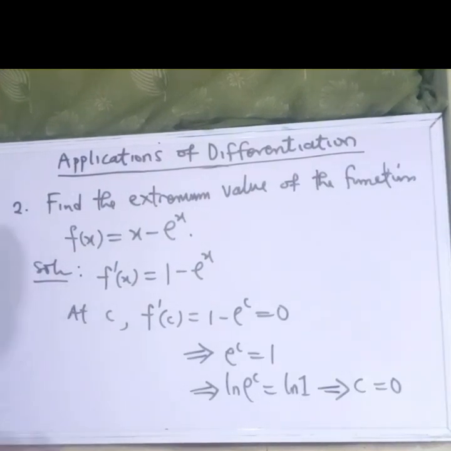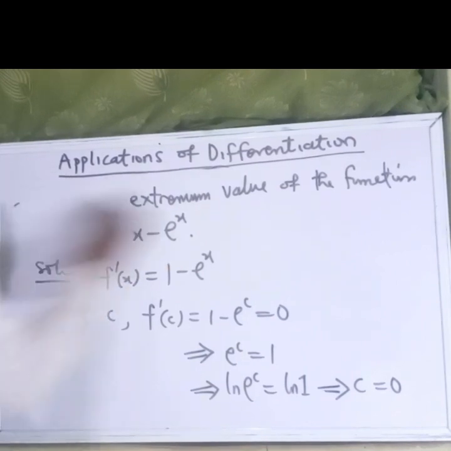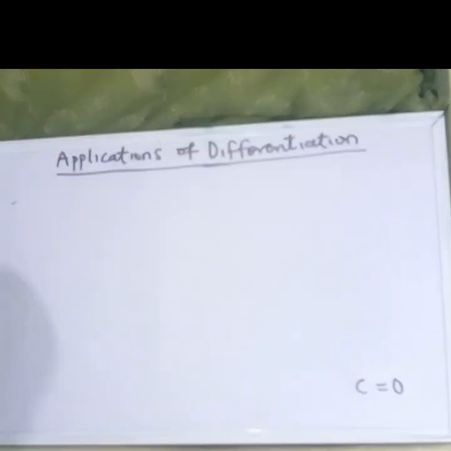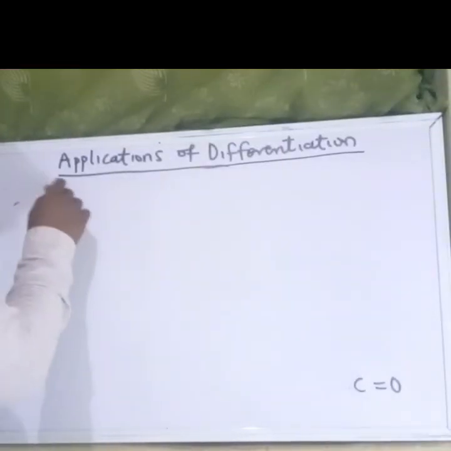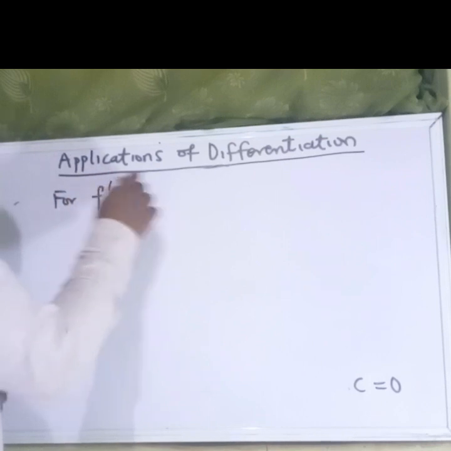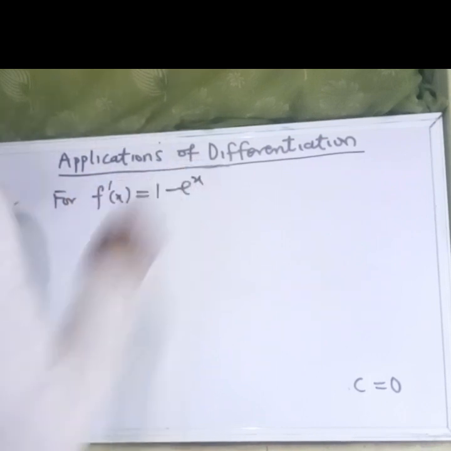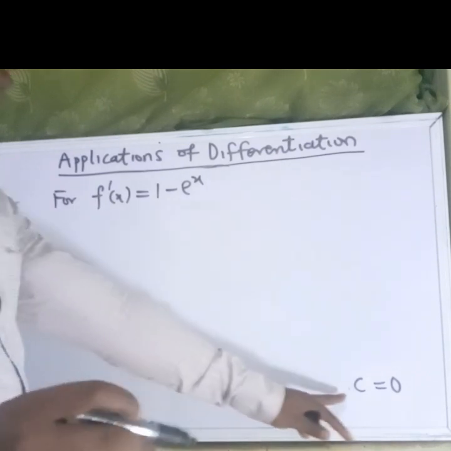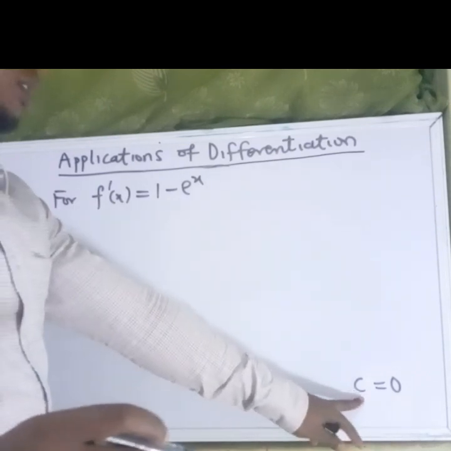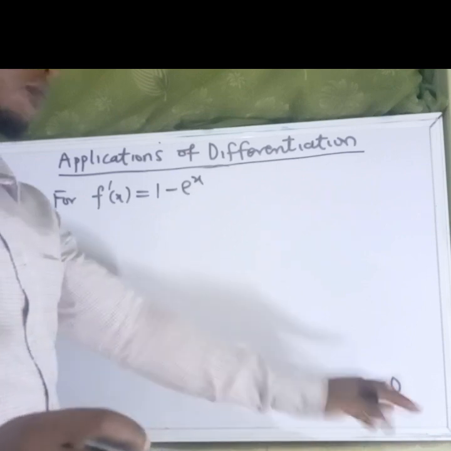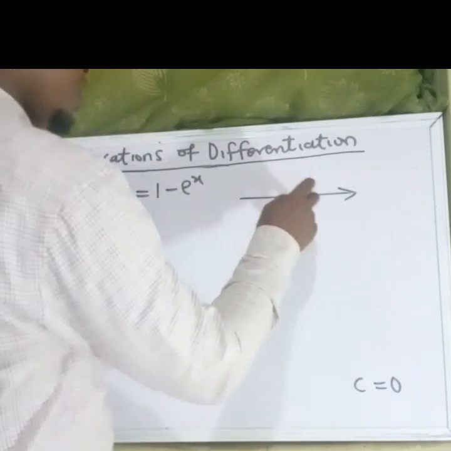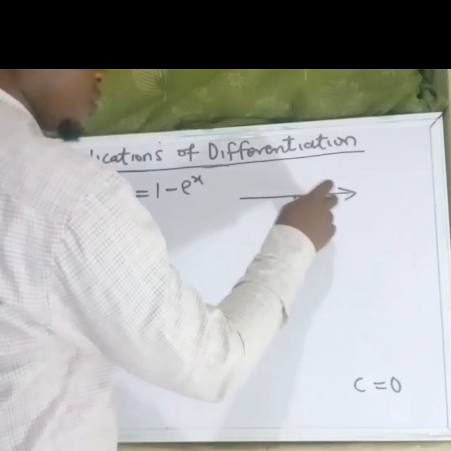Now, we know that the derivative of the given function is this, and then we want to consider 2 points, one from the left of C and one from the right of C. If we represent this using a line, you see this is C, which is equal to 0.